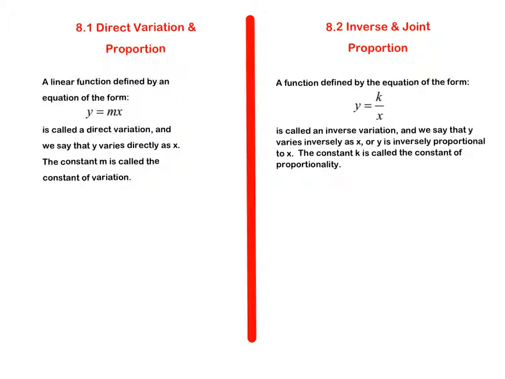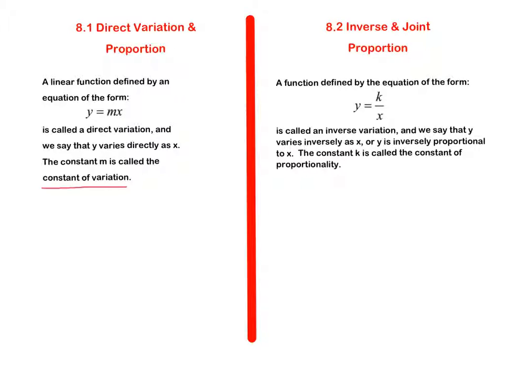So 8.1 is all about direct variations in proportions, and 8.2 is about doing inverse and joint proportions. And we're going to go ahead and just do them all at once. So you can see here on the left for direct variations and proportions, it says a linear function of the form y equals mx is called a direct variation. Y varies directly as x, meaning as we make x a bigger and bigger number, y will also become a bigger and bigger number. That constant m is called the constant of variation.